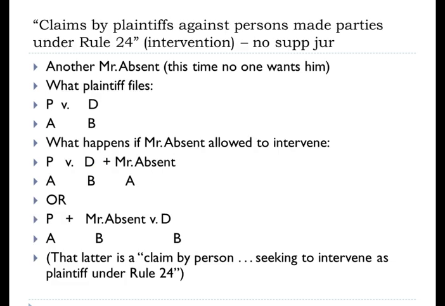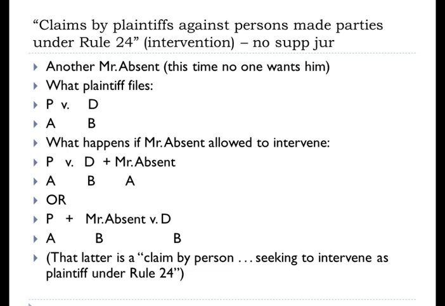Moving on to the final rule that is mentioned in the second section of the Supplemental Jurisdiction Statute. This is claims by plaintiffs against persons made parties under Rule 24, over which there is no supplemental jurisdiction. Now again, we are talking about someone that I'm going to call Mr. Absent, someone who was not included in the original setup of this lawsuit. This time, nobody wants him. The plaintiff didn't add him. The defendant doesn't try to add him. But somehow Mr. Absent finds out about this lawsuit and he wants to be in. So he files a motion to intervene.